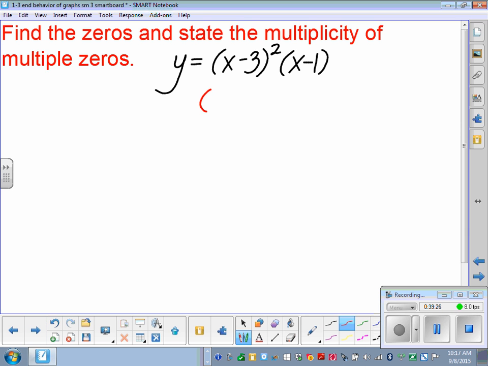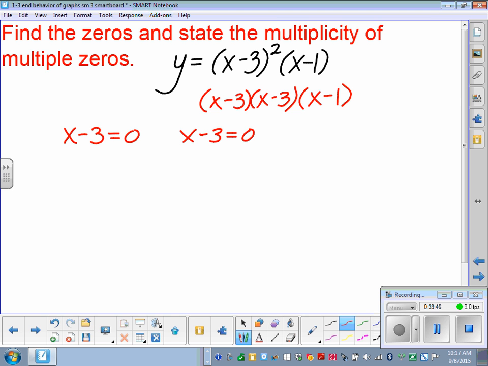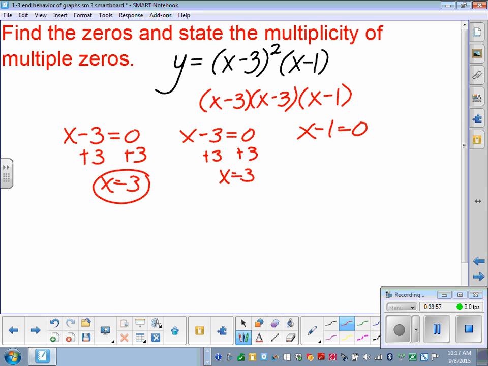So looking at this, don't forget, guys, this is x minus 3 squared, which means x minus 3 times x minus 3. We've already seen an example like this pretty much. And then we have x minus 1. Those are our linear factors, so by the zero product property, we can split those up, set them each equal to 0, and then solve for x. Then we have x minus 1 is equal to 0. Solving for x in each case, add 3 to both sides. x is equal to 3. And then I'm going to add 1. x is equal to 1.